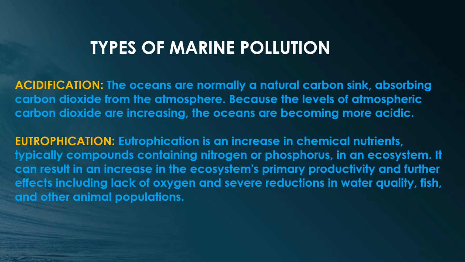Eutrophication. Eutrophication is an increase in chemical nutrients, typically compounds containing nitrogen or phosphorus in an ecosystem. It can result in an increase in the ecosystem's primary productivity and further effects including lack of oxygen and severe reductions in water quality, fish and other animal populations.